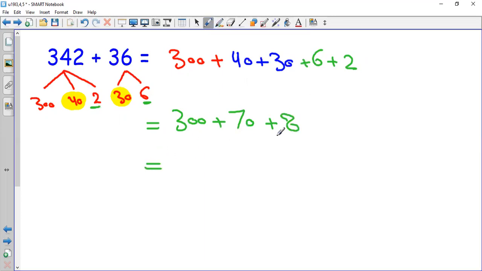Let's recombine these multiples of 1, 10, and 100 together to make my answer. So I have 370, and 8 will be 378.